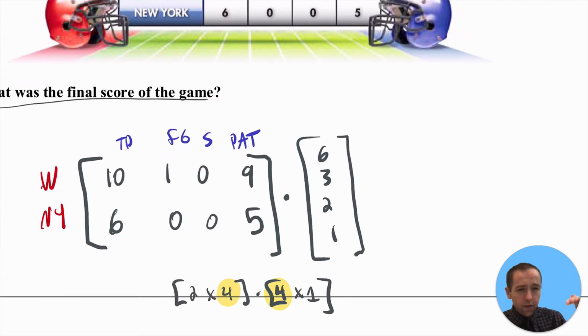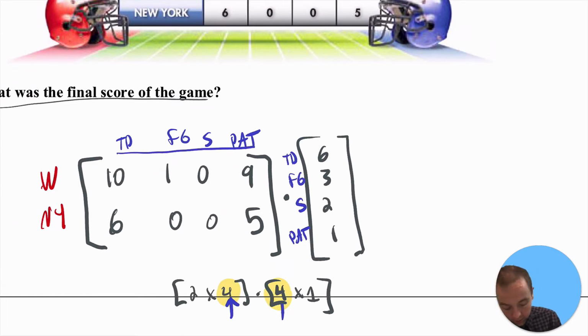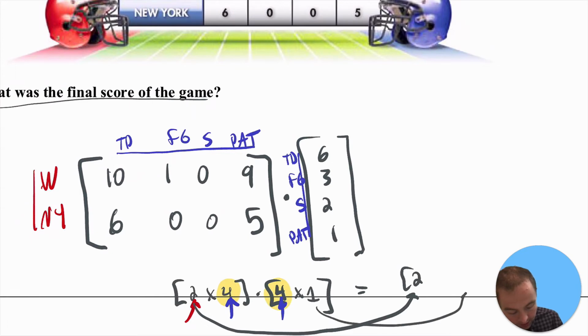Understand that the rows of that second matrix do correspond to the touchdown, field goal, safety, and point after touchdown. So this 4 here means those 4 in the columns, and this 4 here means the same exact labels, but now in the rows. That's a really important aspect to understand in this multiplication. And this 2 corresponds to the fact that there are 2 rows with Washington and New York. So when we multiply this out, you're going to get an answer that has 2 rows and 1 column.